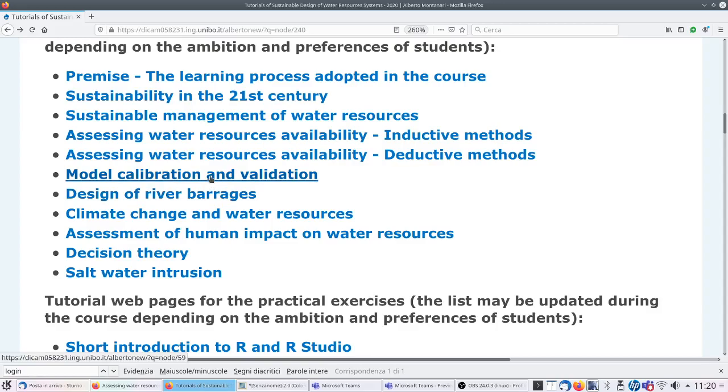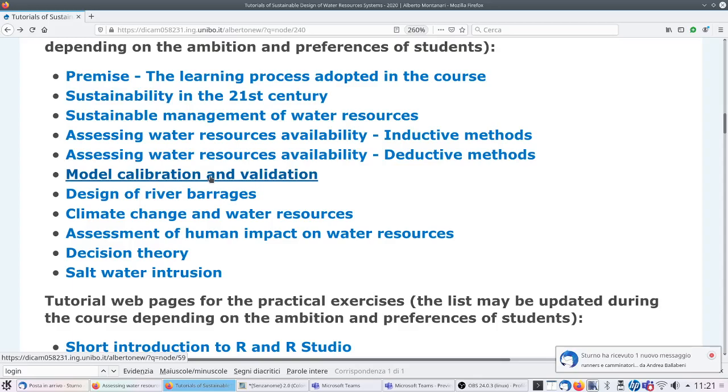And I am now clicking on it. You see that it's underlined, model calibration and validation. What is calibration? Calibration is precisely parameter estimation for models. Calibration is another way to mean parameter estimation.